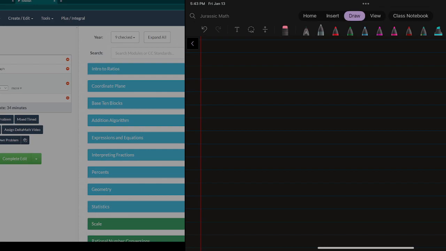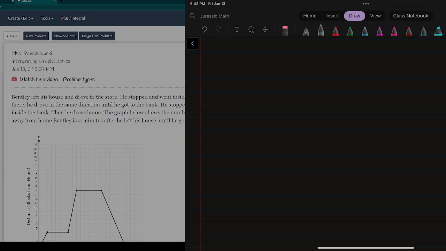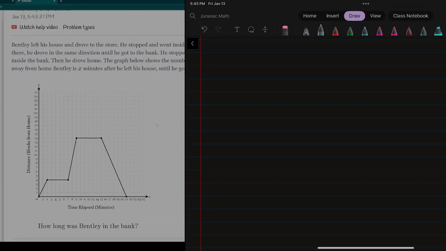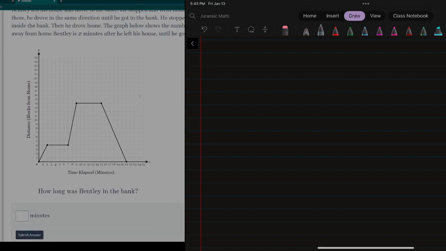Now, our last one is interpreting graph stories. So here is a beautiful graph. Bentley left his house and drove to the store. He stopped and went inside. From there, he drove in the same direction until he got to the bank. He stopped and went inside the bank. Then he drove home. The graph below shows the number of blocks away from Bentley's home x minutes after leaving his house. How long was Bentley at the bank?